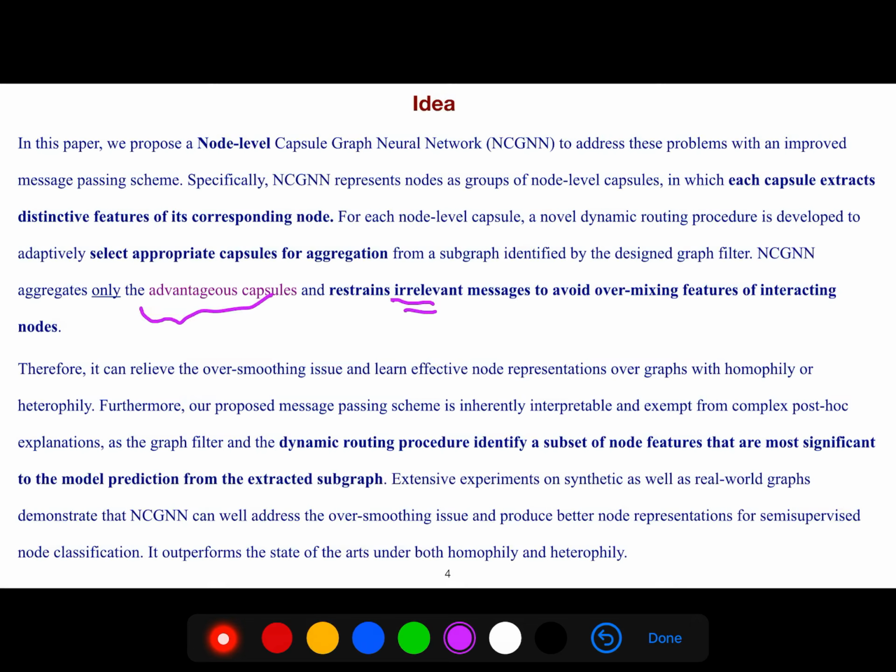Their proposed message passing scheme is inherently interpretable and exempt from complex post hoc explanations, as a graph filter and a dynamic routing procedure identify a subset of node features that are most significant to the model prediction from the extracted subgraph.